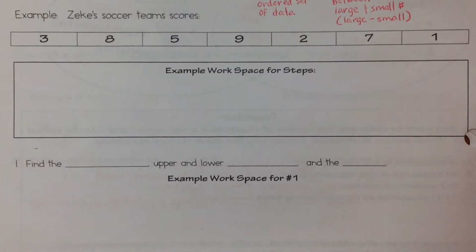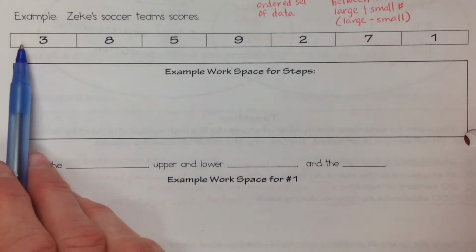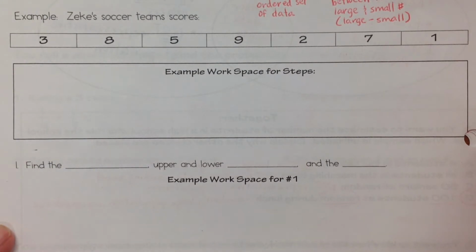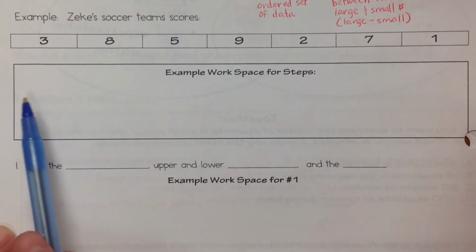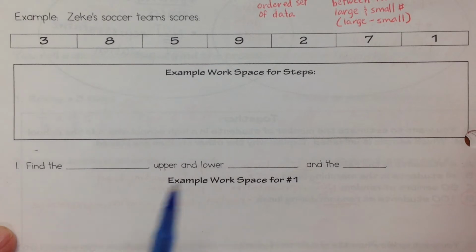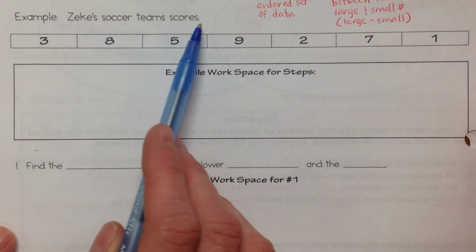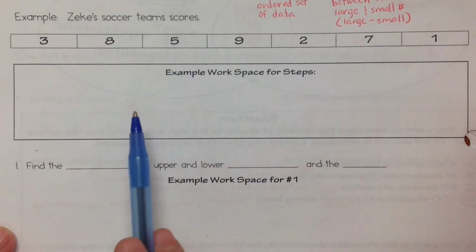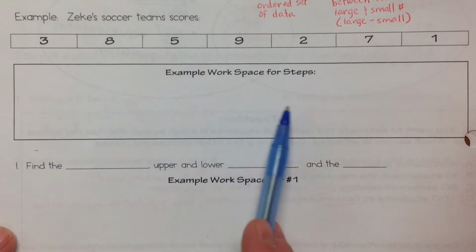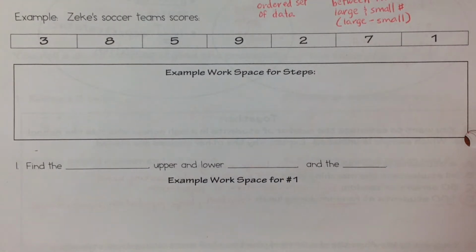Okay. So we have an example here. We're going to actually end up drawing a box and whisker plot. But before we can actually just draw our lines and put things here, we have to have all of the information needed to go on our graph. So here's our example, Zeke's soccer team scores. And there they are. This is where we're going to actually draw our box and whisker plot, but we do need to write some steps.